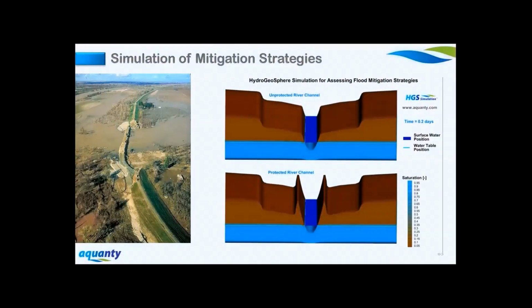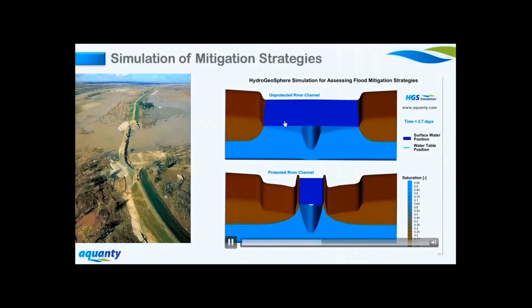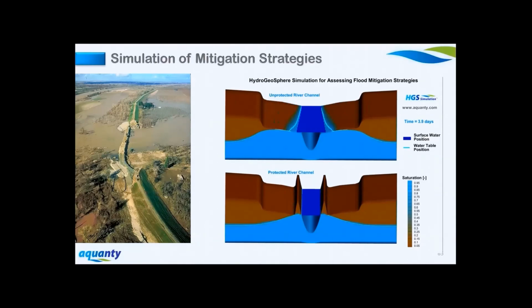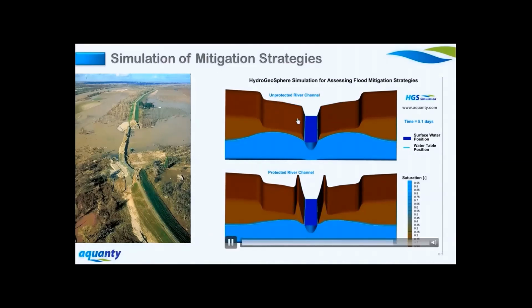So we had also mentioned we can use HydroGeoSphere for assessing flood mitigation strategies. Oftentimes rivers have to be protected to protect the floodplains from inundation. You can see on the top right animation the river stage response to a flood wave moving through a specific channel. This is an unprotected channel. As you can see, the flood stage increases to the point where the floodplain is inundated.